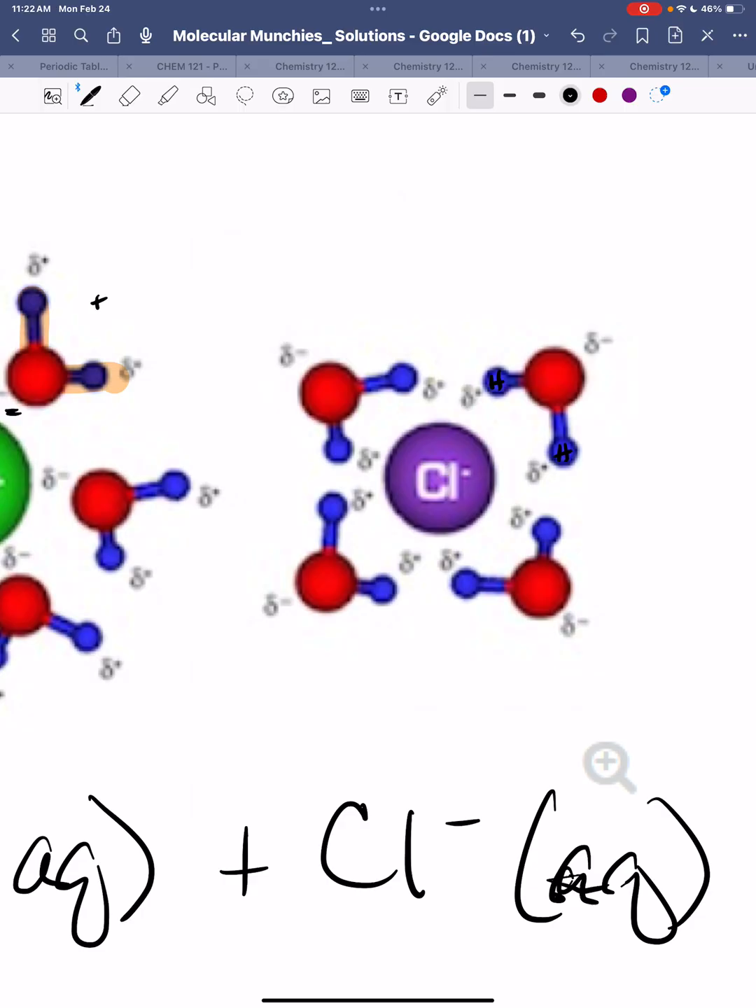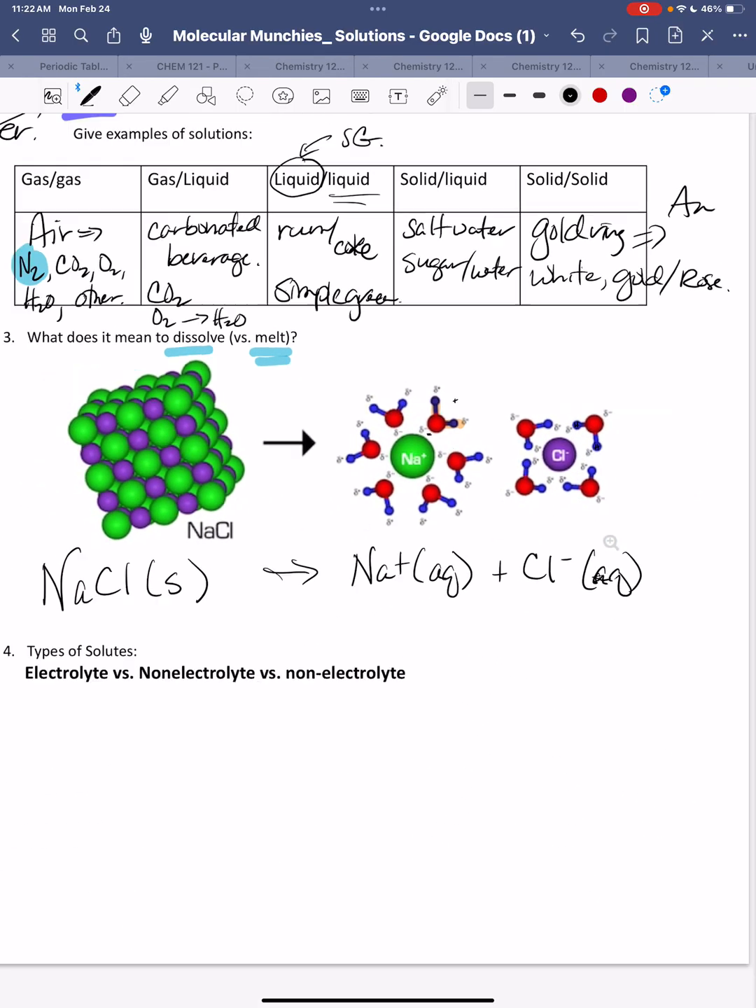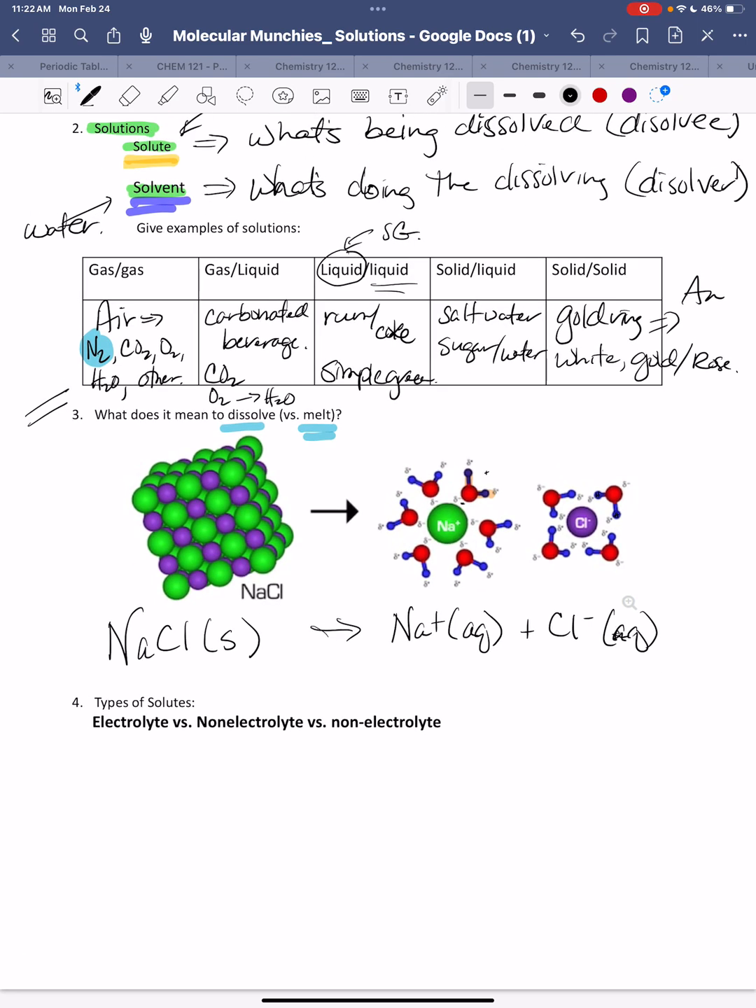Of course, we can evaporate the water off and get that salt back, but basically that would be the idea of dissolving. If we melt it, and I've heard students use these words interchangeably, when we write the equation for melting, we would get molten salt. That's different, and it doesn't separate like this, it doesn't ionize. So just make sure you're clear on the nuance: this is melting and this is dissolving. That's a different process.